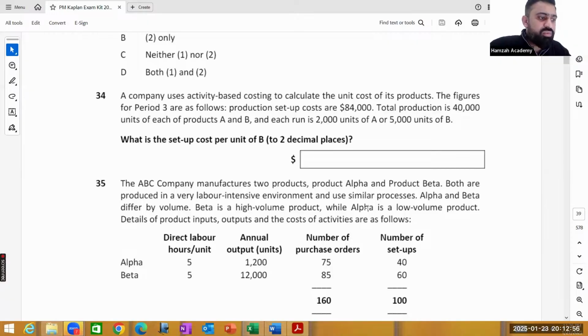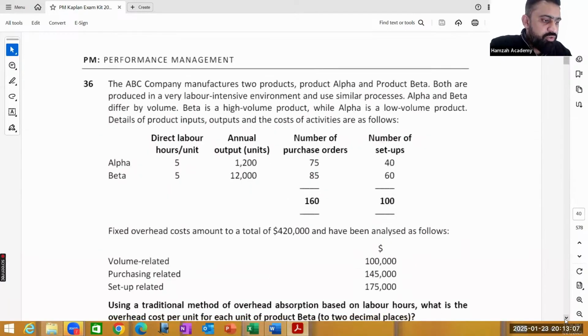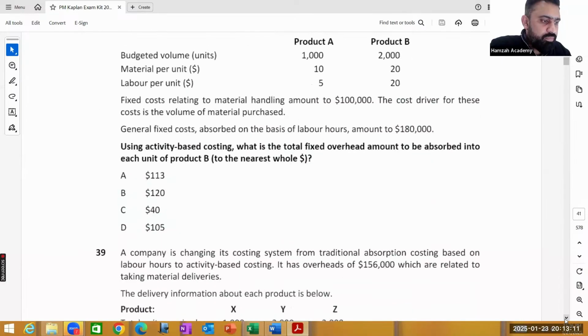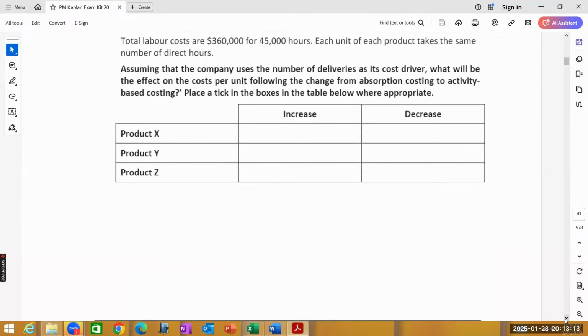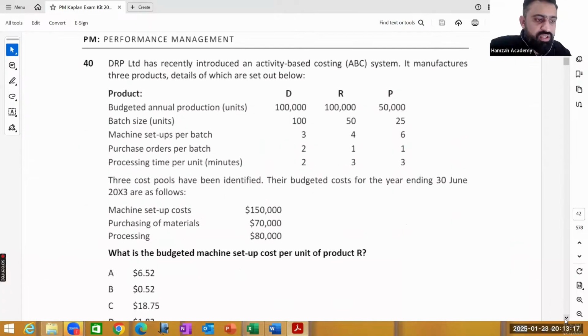Now from question number 34, I'm giving you homework for your activity. Starting from 34 till question 40 is your homework.